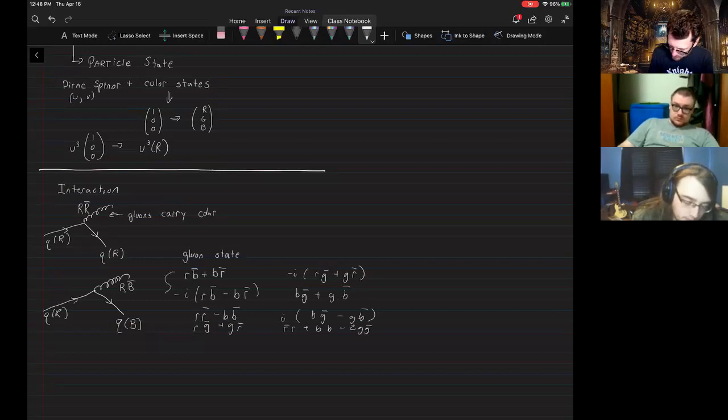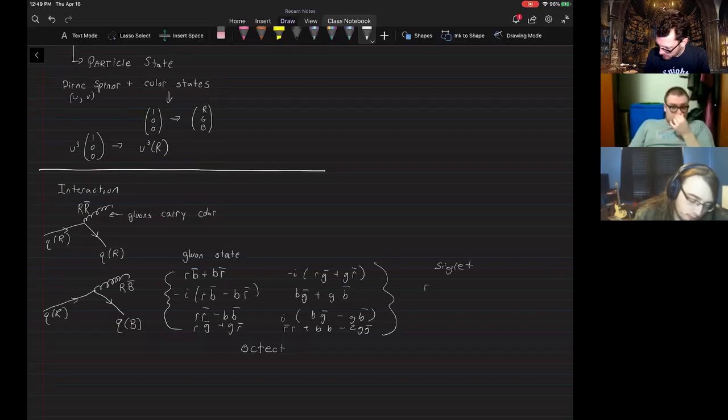Okay. So I can write down this set of states. So I have eight states here. So there's some octet of states that I can form here. And I can also write down a singlet state that is just the thing you might expect: red, red bar, plus blue, blue bar, plus green, green bar, with some normalization factor here.